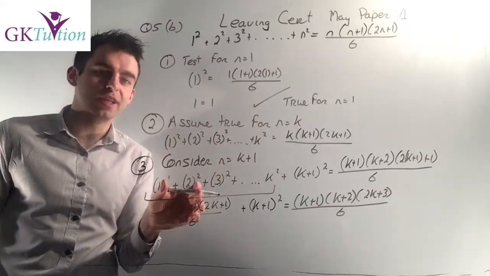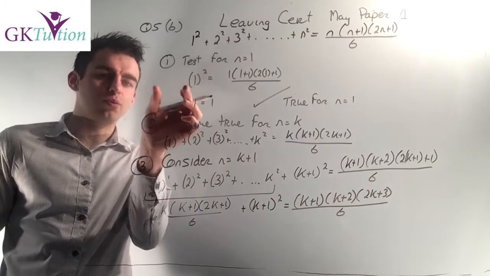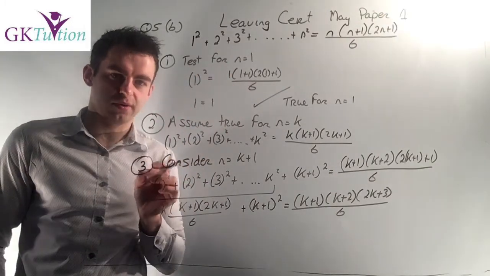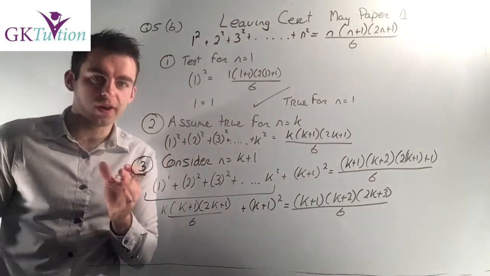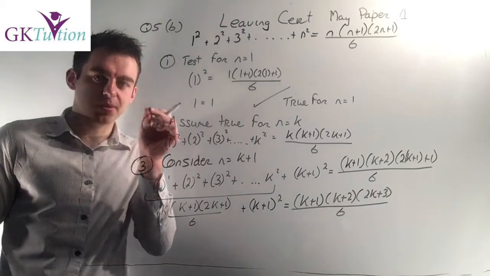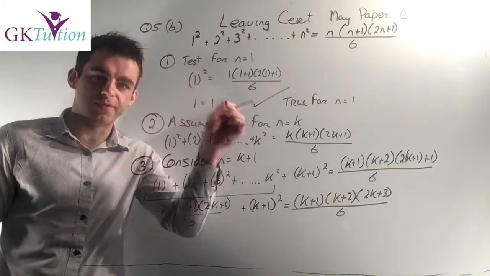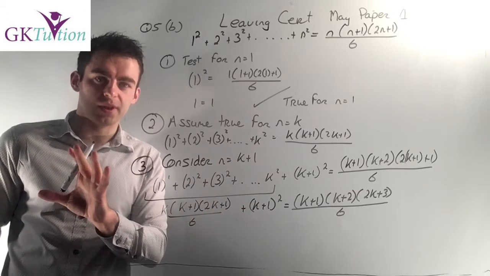If you subbed in n equals 3, the left-hand side would be 1 squared plus 2 squared plus 3 squared. If you subbed in n equals 5, the left-hand side would be 1 squared plus 2 squared plus 3 squared plus 4 squared plus 5 squared. There'd be 5 terms on the left.